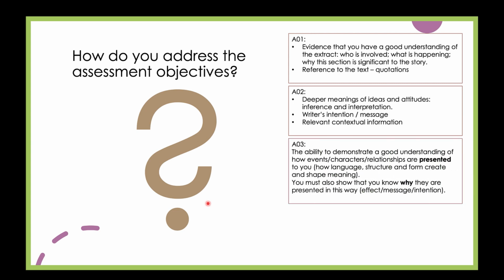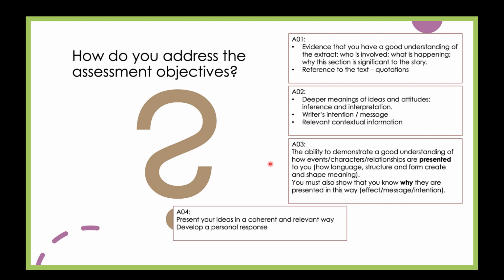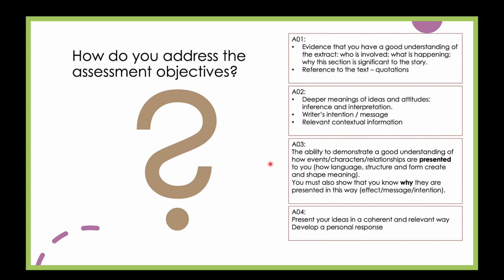AO3 is all to do with your analysis. So this is all about the how. So your how is to do with method. So how are events or characters, relationships, how are they presented to you, the reader? Think about language, structure and form. Everything that a writer utilises, how do they shape meaning? You must also show that you understand why they're used. And again, this links back to not only the message and the intention of Dickens, but also the effect on the reader.